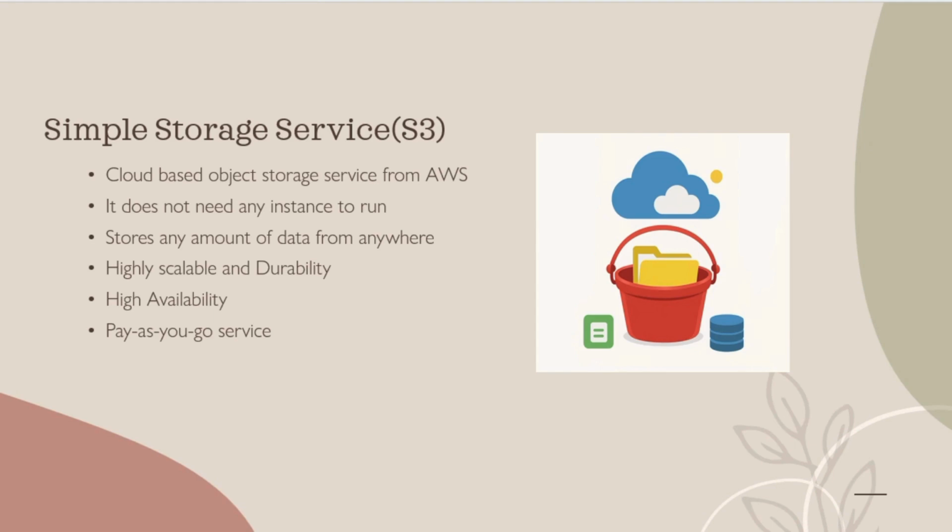Unlike EBS and EFS, S3 provides unlimited data storage. So it is the cheapest storage service compared to EBS, EFS, and FSx. It provides high scalability and high durability, so the data present in the S3 service will be available for millions of years. It also provides high performance, and we pay only for the amount of data we store in the S3 service.